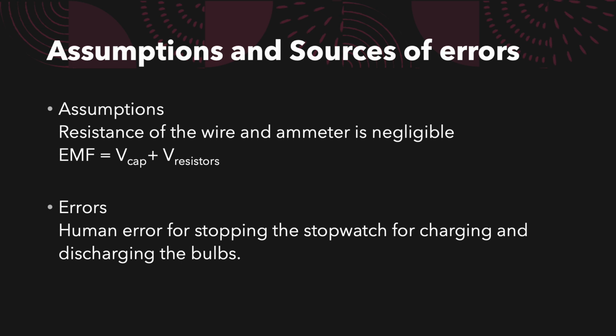Next up is assumptions and sources of error. The assumptions made in this lab are that the resistance of the wire and ammeter is negligible, and EMF is equal to V capacitor plus V resistors. The error encountered could be human error in stopping the stopwatch for charging and discharging the bulbs.